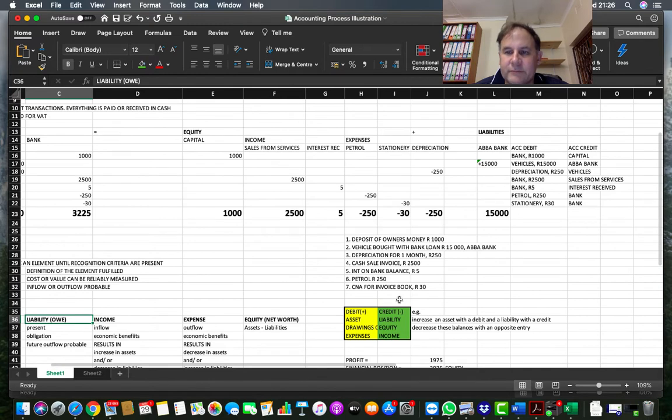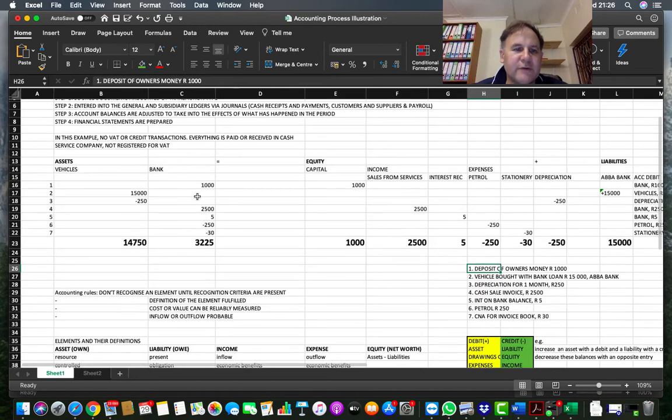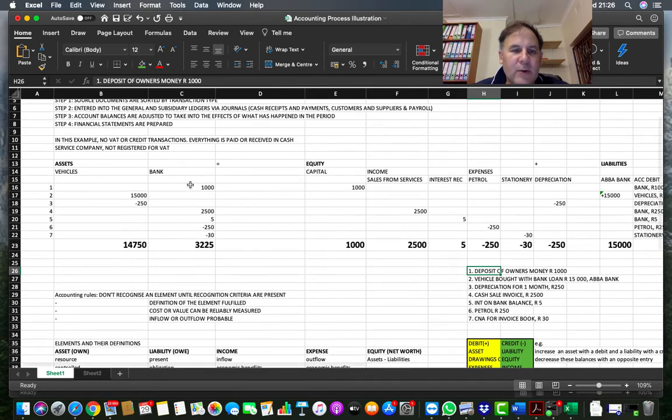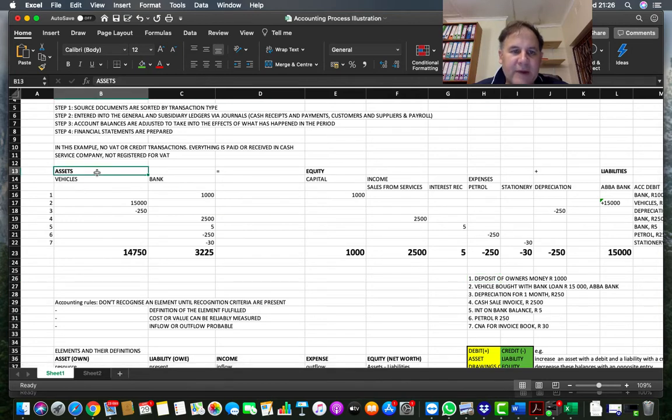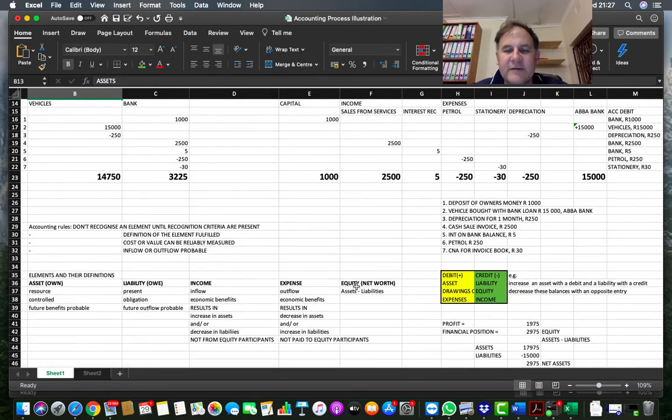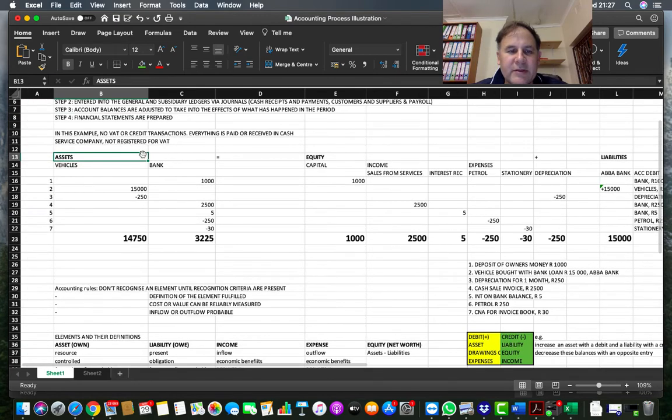So the first step, let's have a look at this first transaction. The owner deposits money into a bank account. First step is to say, well, which elements are involved? Well, it's money, assets, and it's the owner's money. You can think about it like this: if equity is assets minus liabilities, after this transaction, the owner's put money in, there's no liabilities. I would expect the owner's equity, if it increased, by 1,000 Rand.